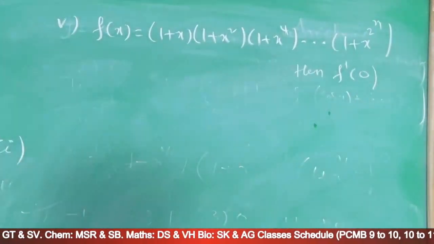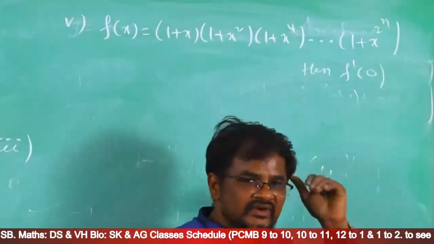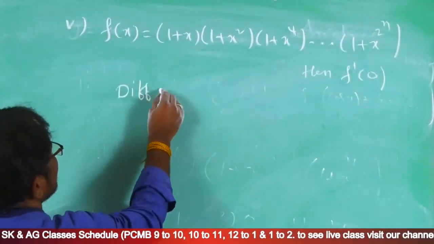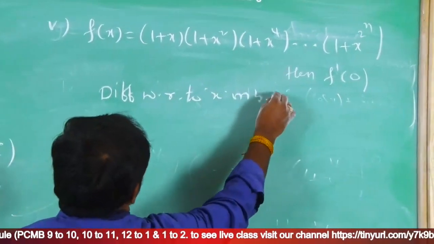So how to do this one also? It is a product of many terms. So that is why, first of all, we differentiate with respect to x on both sides.